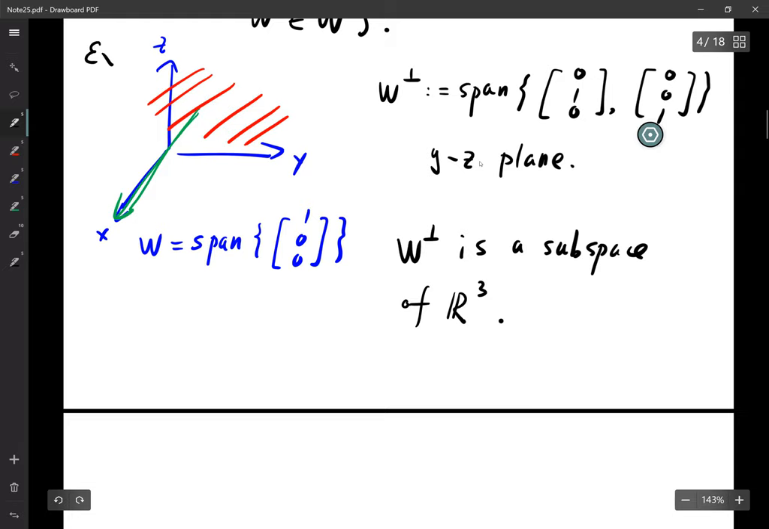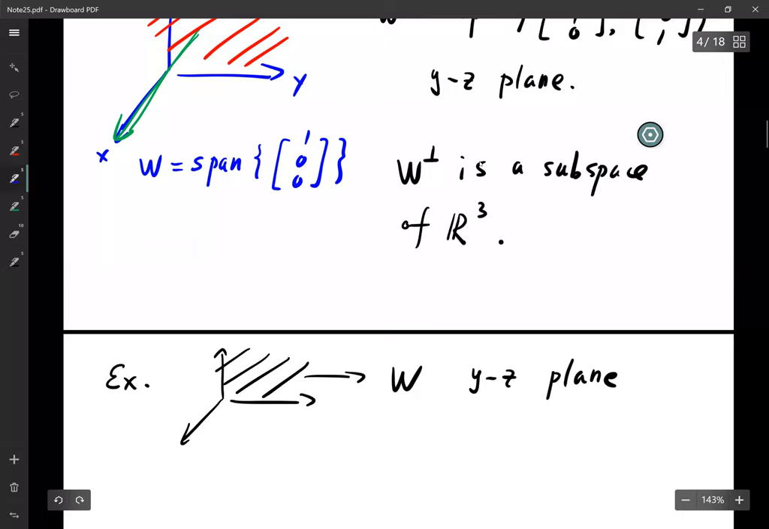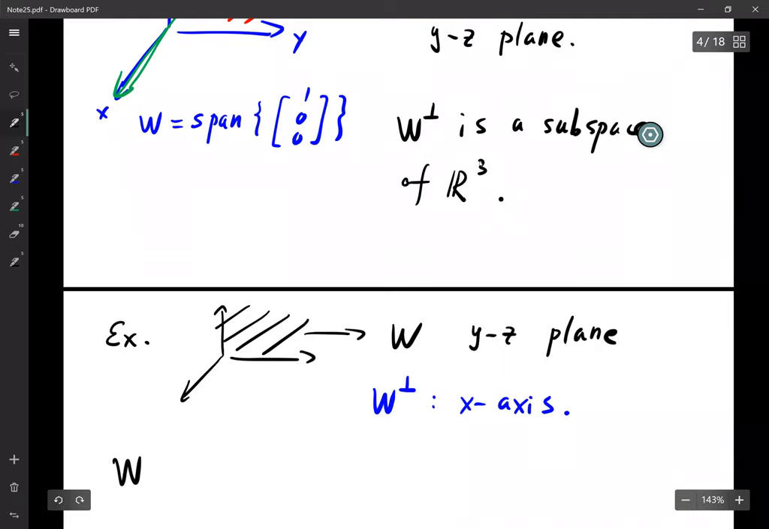Example one. Another example is the other situation, where let's say this is our W, the YZ plane. What is W perp? W perp is nothing but the x-axis. So what we see here is that if I consider a subspace, take the perp, and take the perp again, this is just W itself. Any question?